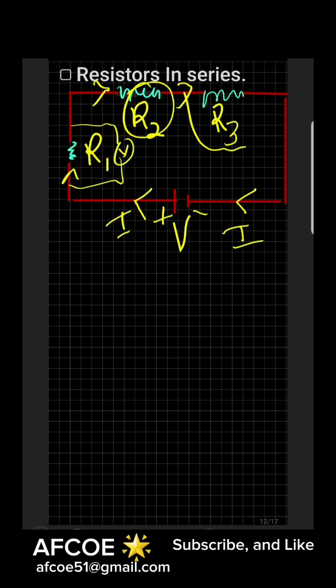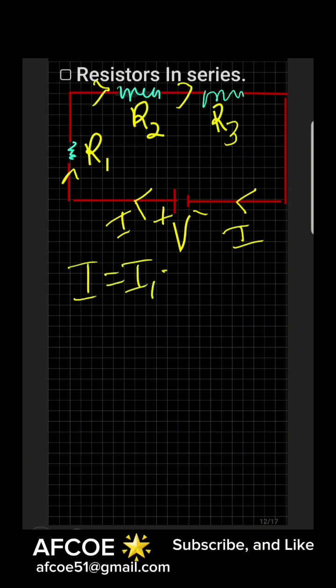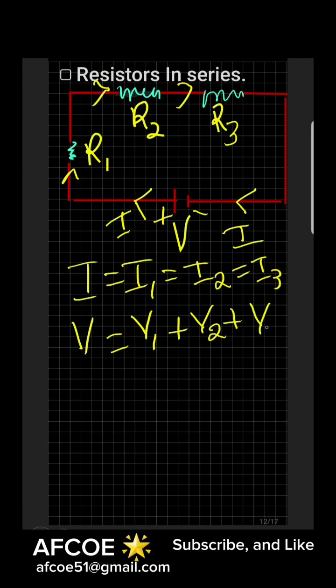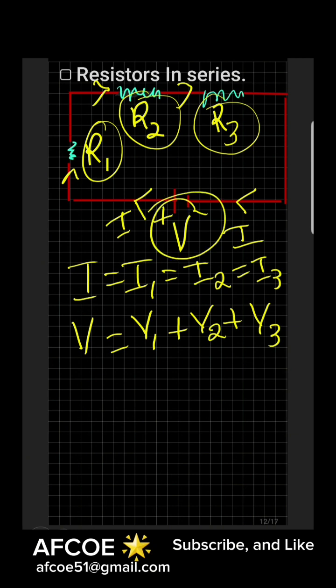That is, if they are connected in series, they have the same current. I equals I in R1, equals I in R2, equals I in R3, and equals I that leaves the circuit. But the total voltage leaving the circuit is equal to V1 plus V2 plus V3. That is, the voltage drop across this one plus the voltage drop across this one plus the voltage drop across this one will give you the source voltage V.